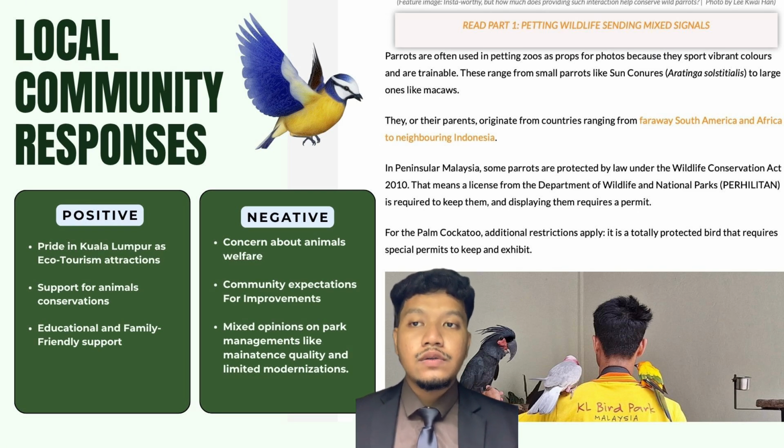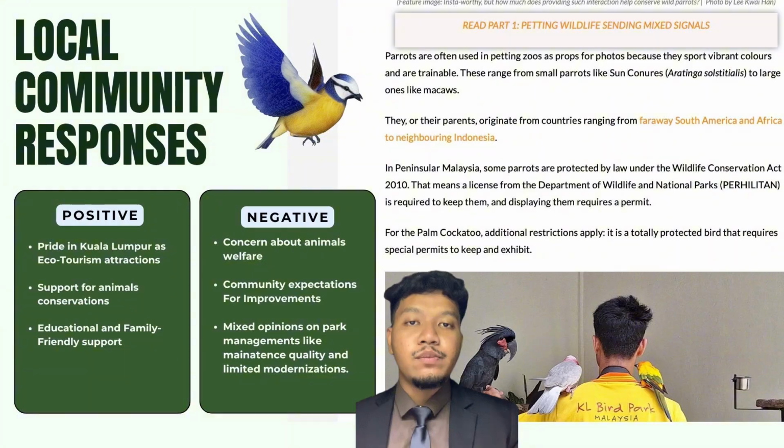However, there are also some negative concerns. Some community members question animal welfare conditions, wanting clearer standards and better care for the birds. Others express expectations for improvements, especially in terms of park management. This includes concerns about maintenance quality and limited modernization, suggesting that the park could be upgraded to meet current tourism standards. Overall, the community views the bird park positively but still hopes for continuous improvement.